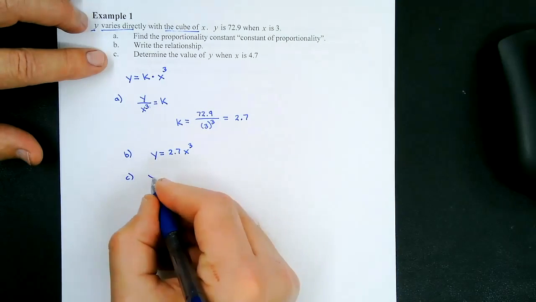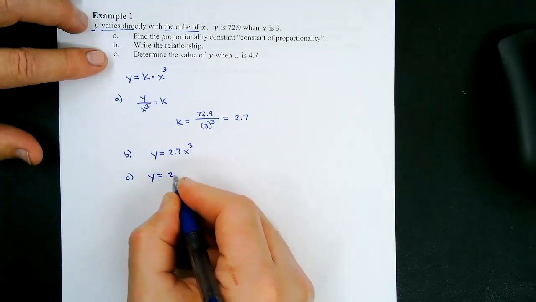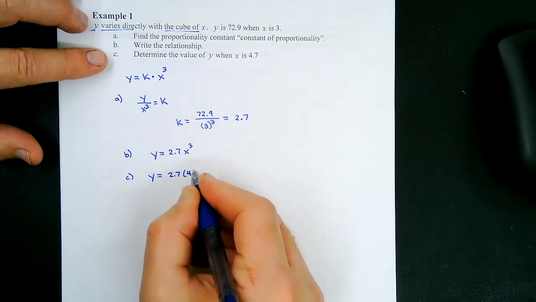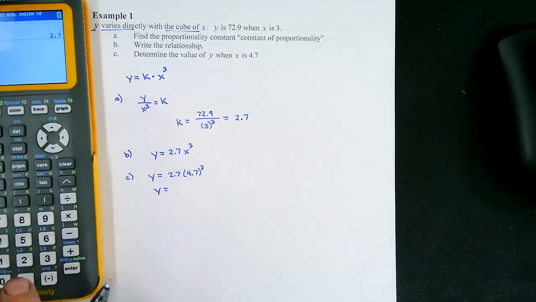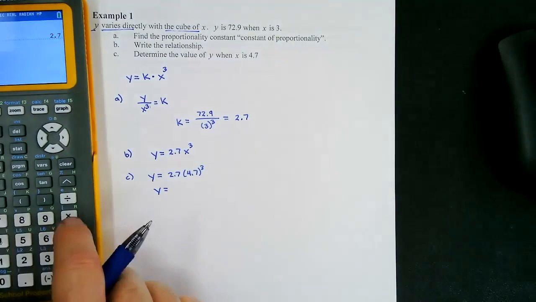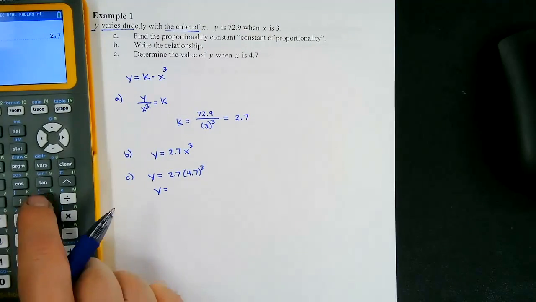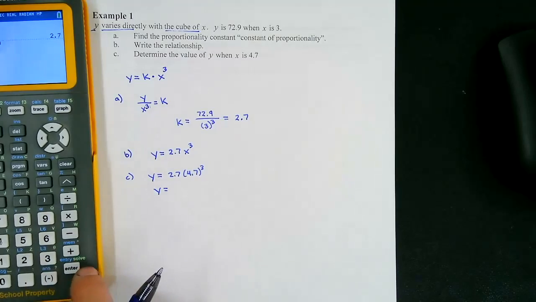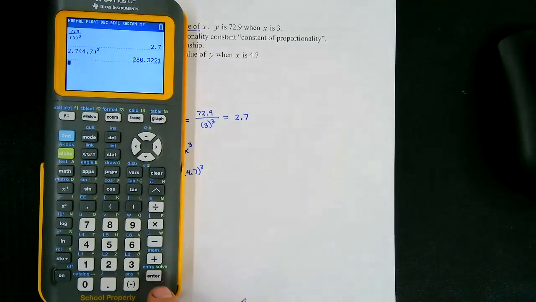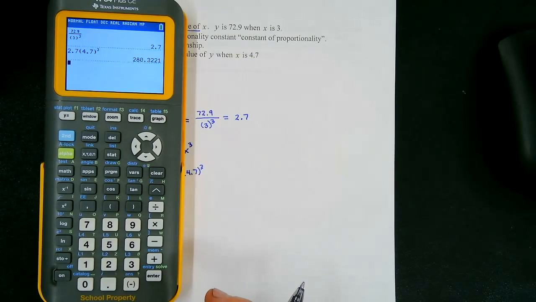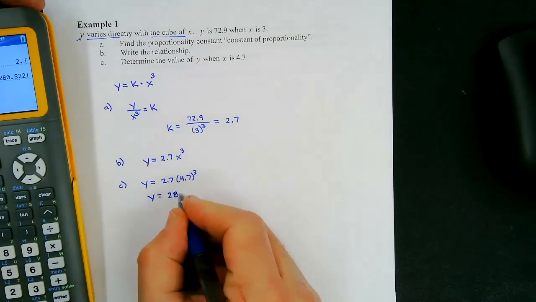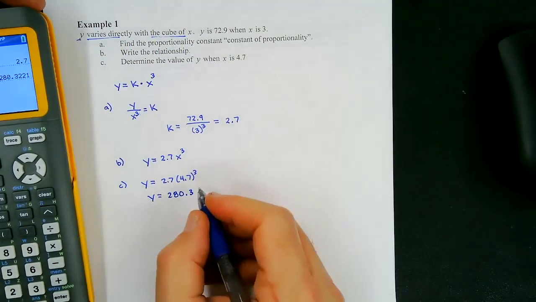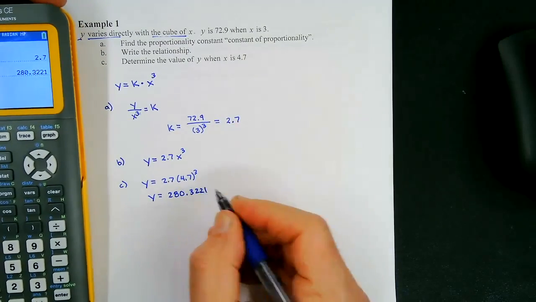So then the next thing is, okay, that means y is equal to 2.7 times 4.7 cubed. And we're just going to put that into our calculator. So 2.7 times 4.7, and then raise it to the third power. And that's what we should have on our calculator. And we get 280.3221. You can go to 2 decimal places, 280.32, but I'm just going to go ahead and write all the decimal places.